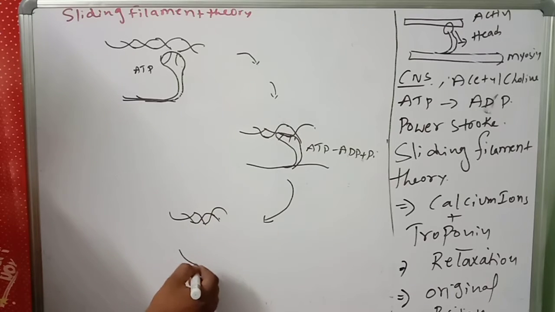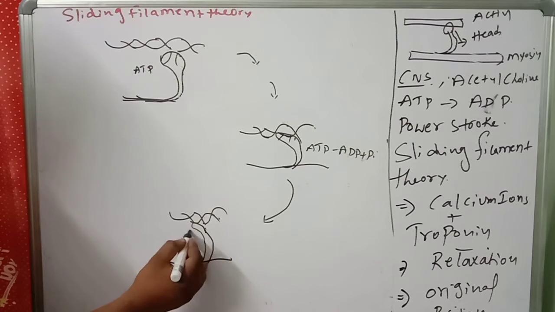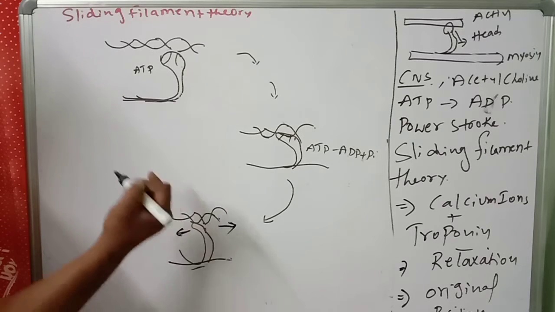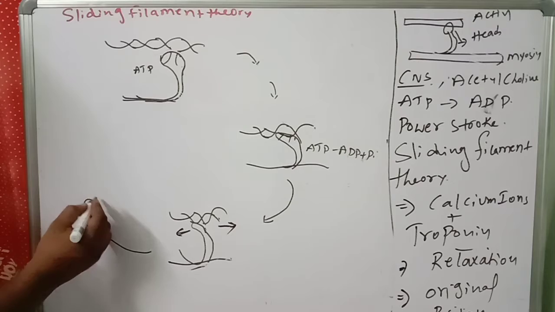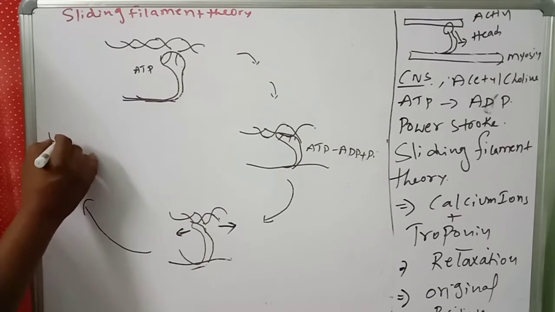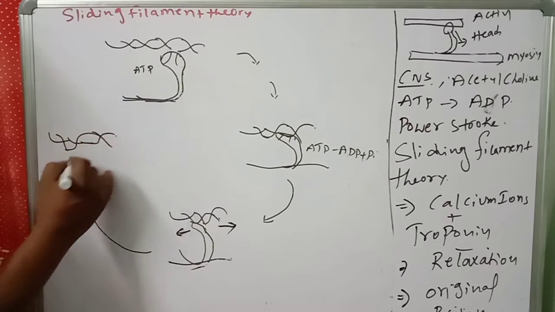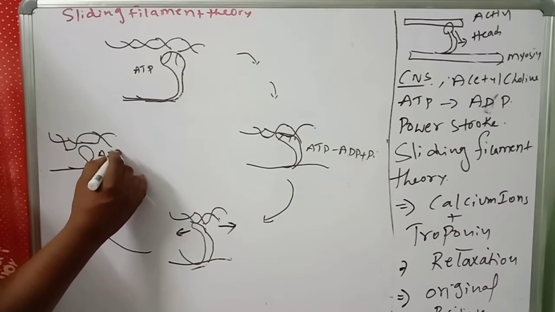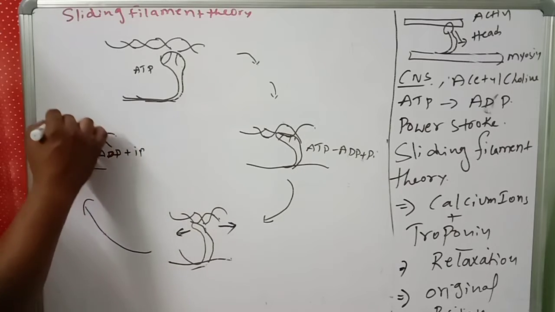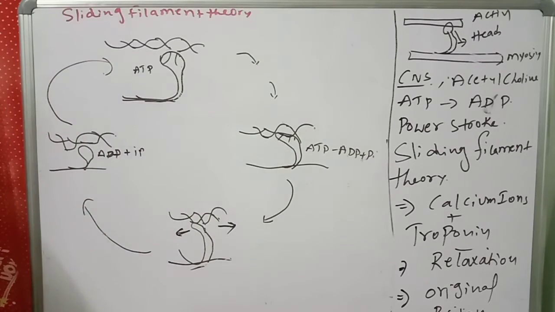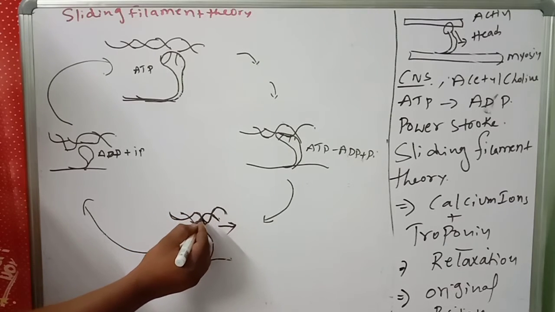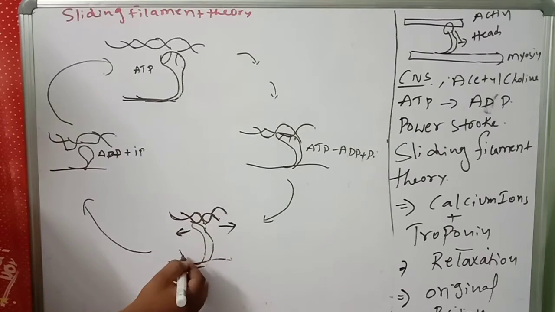The phosphate is released and the head will be bent like this. Because it is bent, the actin will be moved this side. So the third step is called the power stroke. Then it will come back to the normal position. Again ADP and inorganic phosphate, and again ATP will be taken. Whenever energy utilization is going on, the bending takes place.